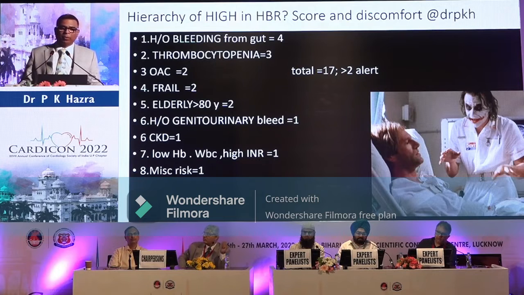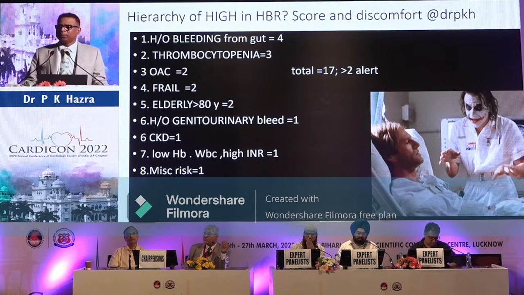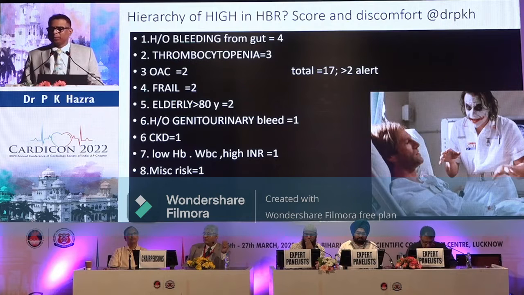And out of all these, I can put them in a hierarchy. This is my assumption. If I have a patient bleeding from the gut, from an ulcer or tumor, that is the most scary thing in PCI. Next will be thrombocytopenia. Many of these patients will have an oral anticoagulant on board, whether a NOAC or other forms, and frail patients, but I will put some points. If you have more points, you have more risk in these patients.